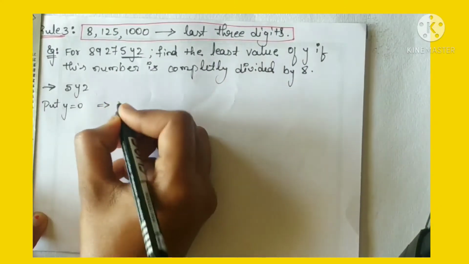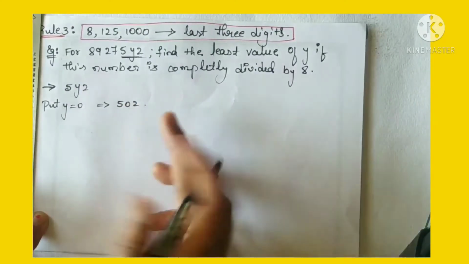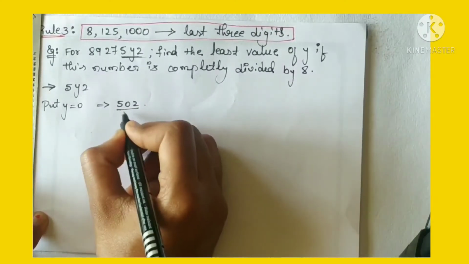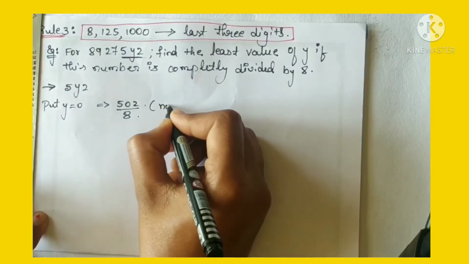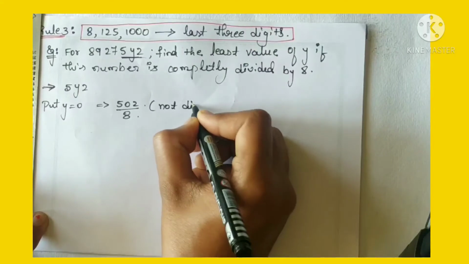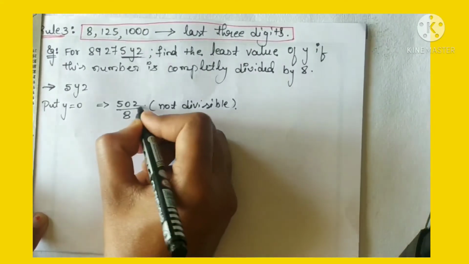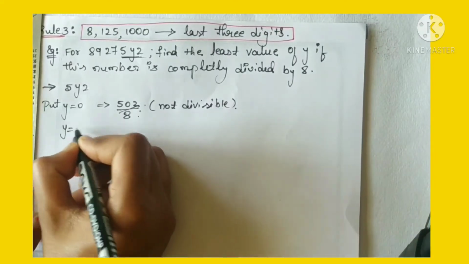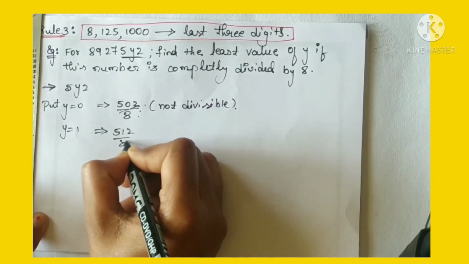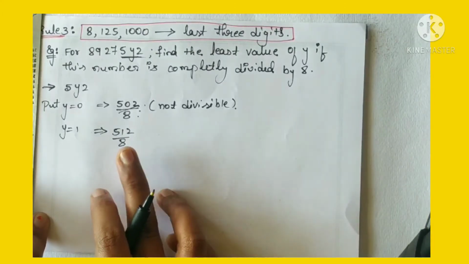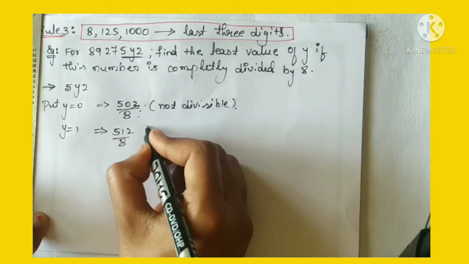When I put y equal to 0, 502. Is 502 divisible by 8? No, it is not divisible. Similarly, I put y equal to 1. Then 512. Yes, 512 is divisible by 8. So, it is divisible.